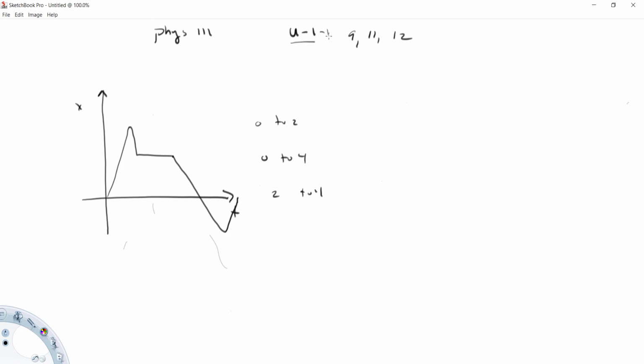Unit 1-1, numbers 9, 11, and 12 we're going to discuss. I'll start with number 9. Okay, it says a graph of position versus time is given below. Find the average velocity over the following time intervals.